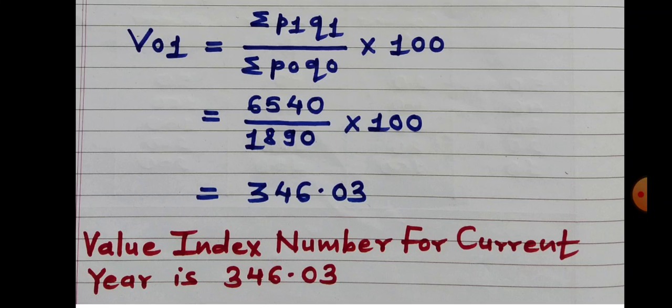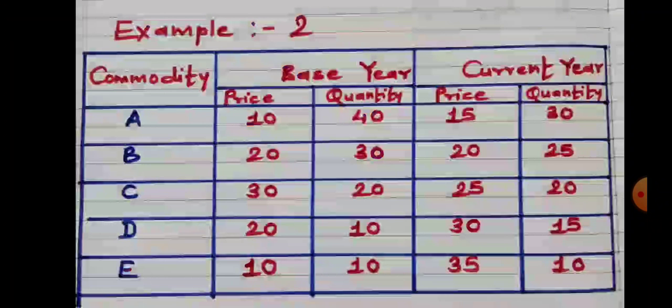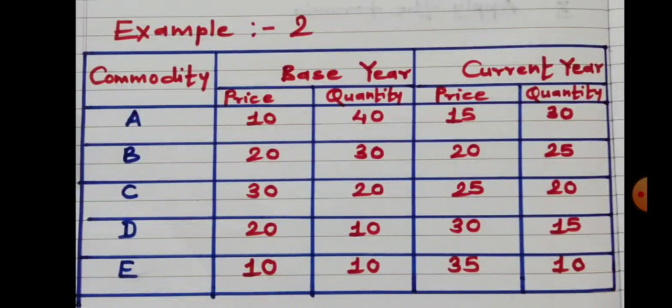Now apply the formula of value index number. What is the formula of value index number? V01 is equal to sigma P1 Q1 divided by sigma P0 Q0 into 100. Okay, so what is sigma P1 Q1? 6540 divided by 1890 into 100, we get 346.03. That is the answer of value index number. So value index number for the current year is 346.03.